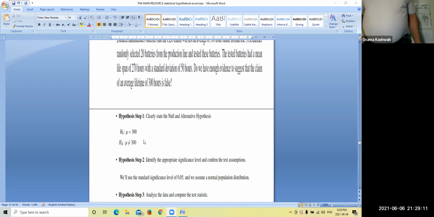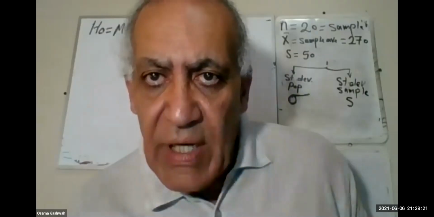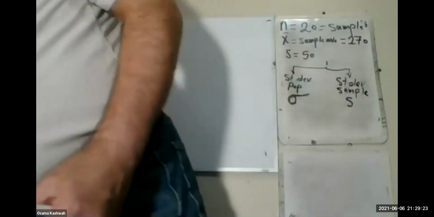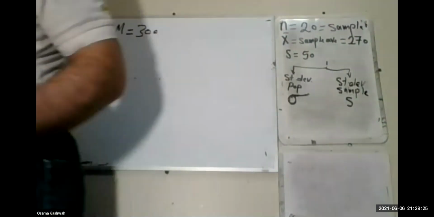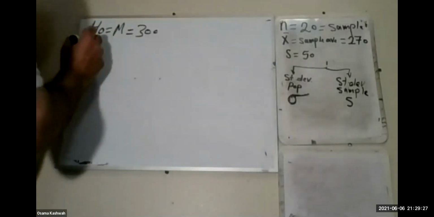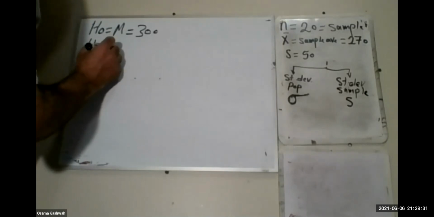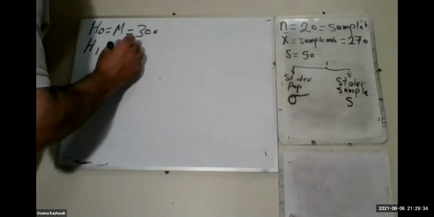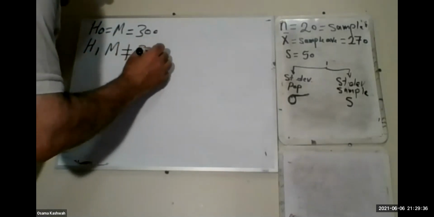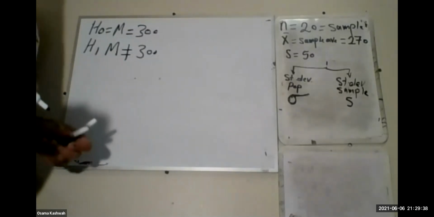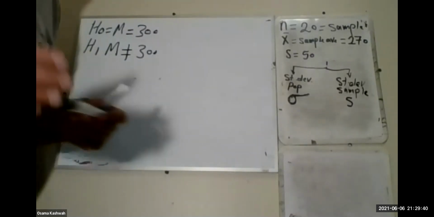Unequal, then I will say that this is the null hypothesis. Then we said unequal, which means hypothesis 1, or the alternate hypothesis. We will write it like this: hypothesis 1, mu unequal 300, because of the formulation and the context of the problem itself.